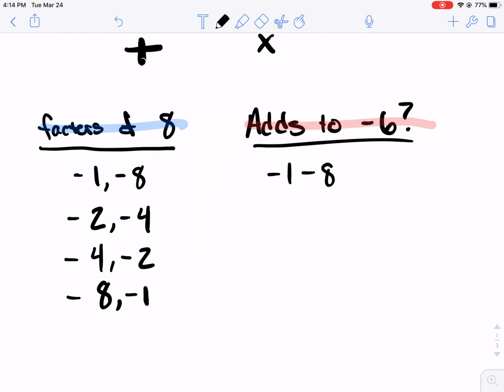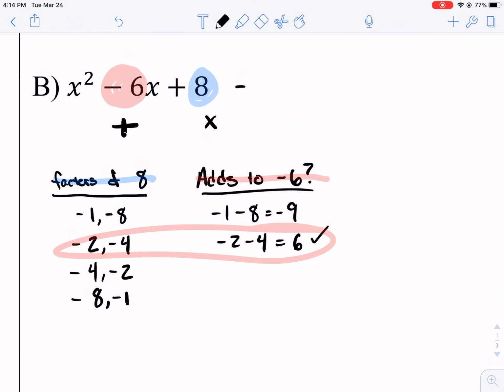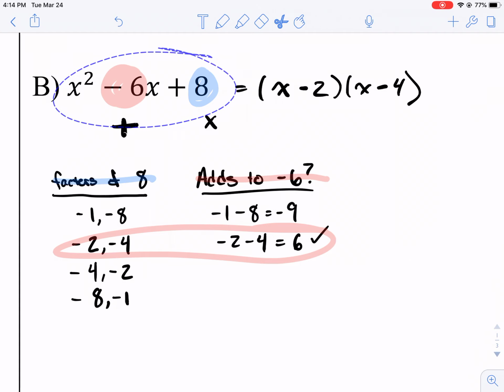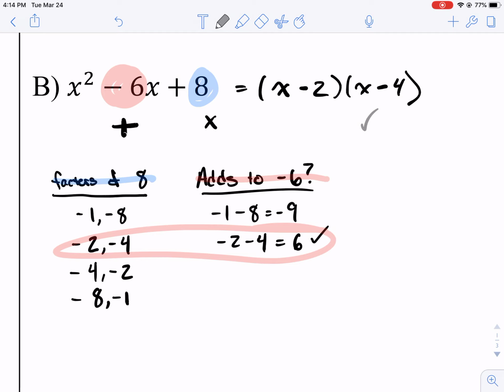-1 minus 8 is -9. -2 minus 4 is -6. Oh, hey, we found it. That's it right there. That's what we're going for. -2 and -4. So we factor this as x minus 2 and x minus 4. Go ahead and pause the video and check that that actually multiplies out to this trinomial. It does. We're right. Good job.